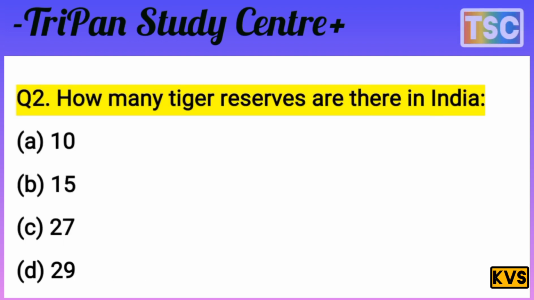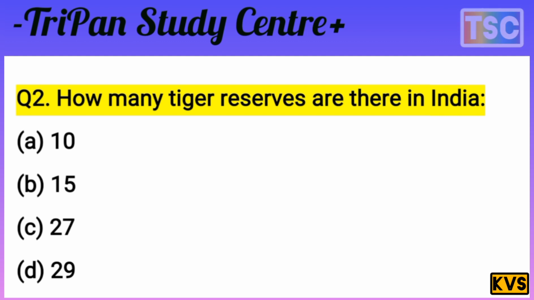The question here: how many tiger reserves are there in India? You know that's important for all competitive exams, and also for the board exam for the 10th class. How many tiger reserves are there in India? The options are A 10, B 15, C 27, D 29. You understand the question? Come on, test your knowledge. I will give you a few seconds.